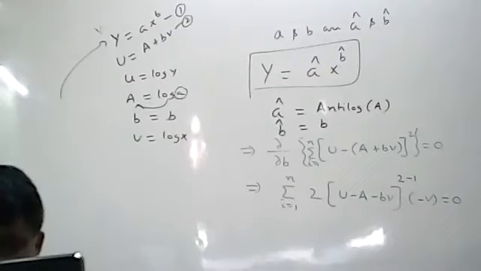Then the third page will be unit 1, chapter 1. I have given the curve fitting definition and principle of least squares. Those definitions you can write, and then start the derivations. The first one is straight line, second is second degree parabola, and third is power curve.